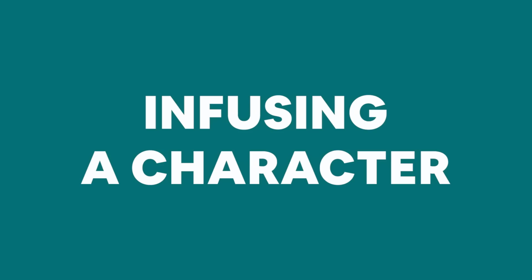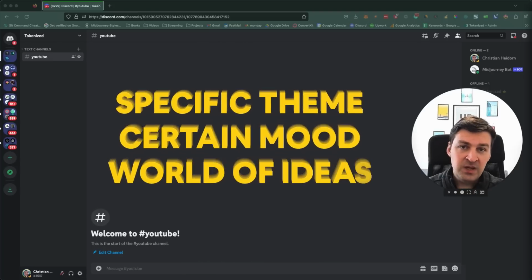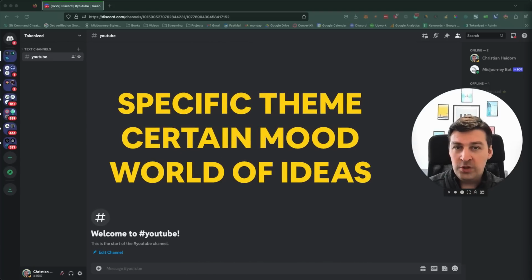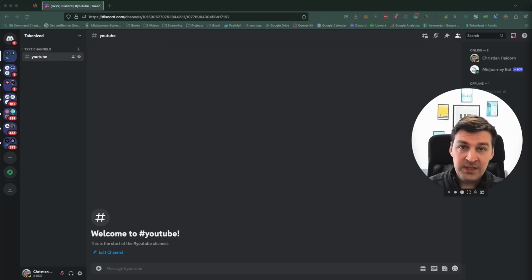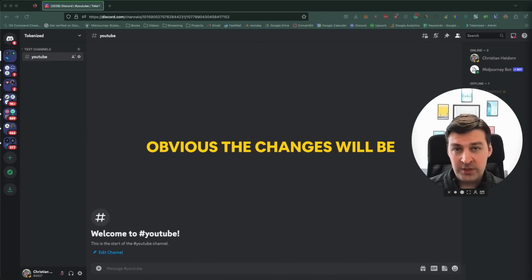Infusing a character. Now, before we start going through some examples here, it's important to understand what the purpose of Theme Infusion even is. Remember, we're not trying to create consistent characters here. We're trying to infuse a specific theme, a certain mood, and a world of ideas into an existing image. And this will invariably lead to slight changes in the way your characters look. In fact, the more detailed your images are, the more obvious the changes will be. Anyway, enough about theory. Let's see how this works in action.